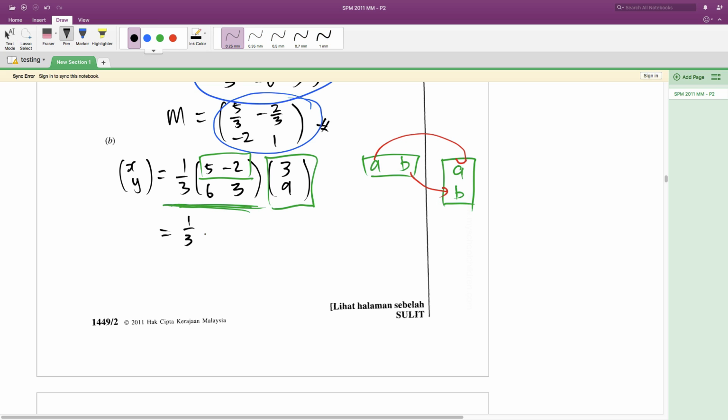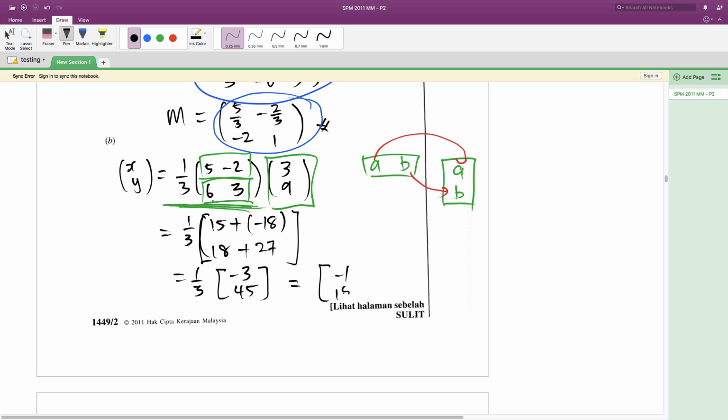Alright, so what I will do is, 5 I will multiply with 3, I get 15. Plus, negative 2 I multiply with 9 is negative 18. And then for the second one, I will do the same thing also. First one multiply with first one, second one multiply with second one. So this one will be 6 multiplied with 3, I get 18, and then 3 multiplied with 9, I get 27. Okay, then I will just solve this. So this one basically will give me negative 3, and this one will give me a very big number, which is 45. And then I multiply my 1 over 3 into both. Then I get negative 1 and 15. Done.